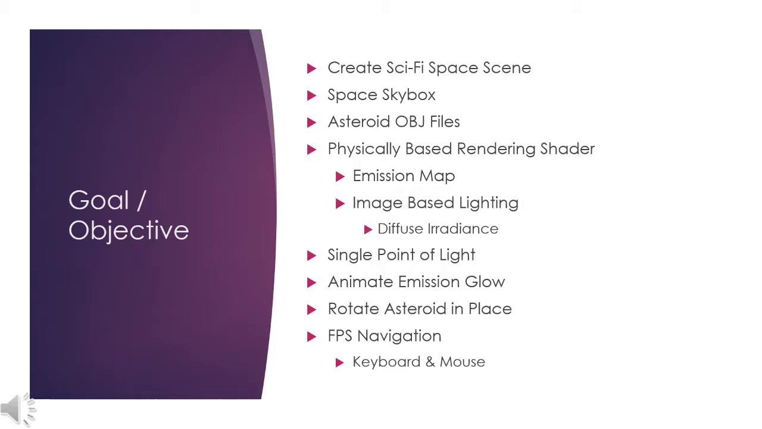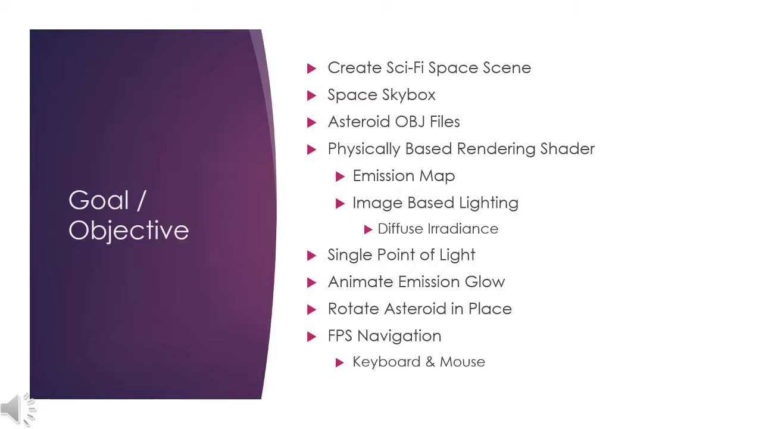For shaders, I'm going to be implementing what's called a physically based rendering shader, which is a very popular shader to make objects appear hyper-realistic. In addition to using the PBR shader, I will also be adding emission mapping and image-based lighting using diffuse radiance. Because my objects are already going to be lit using image-based lighting, I'm only going to use a simple single point of light. However, because my asteroids have an emission mapping, I'm going to be animating the glow of those emissions to have a fade in, fade out effect.